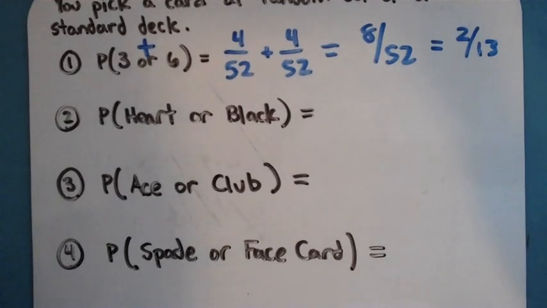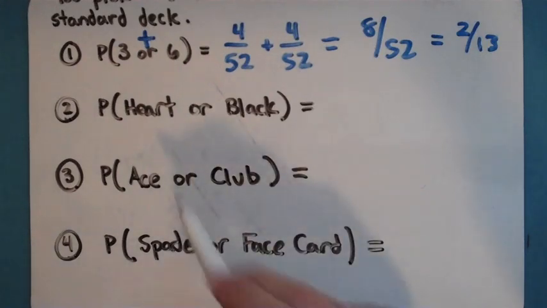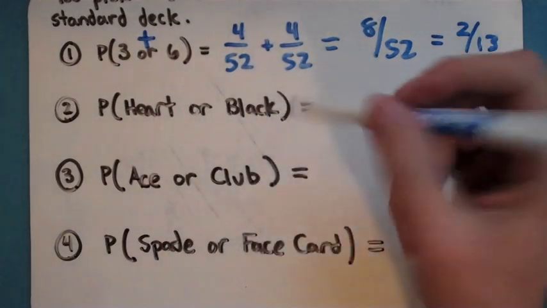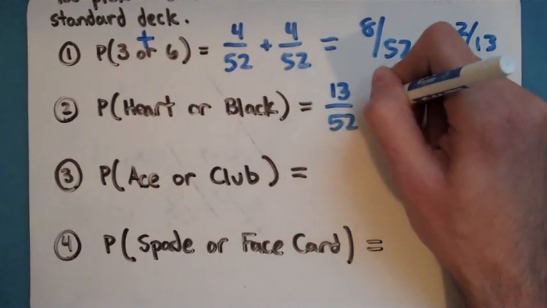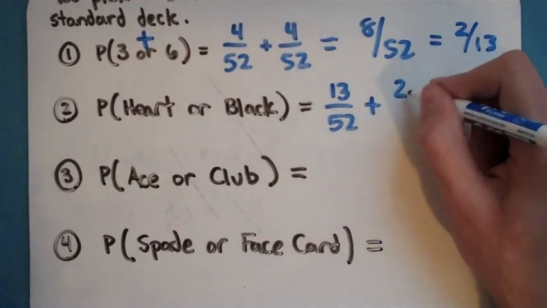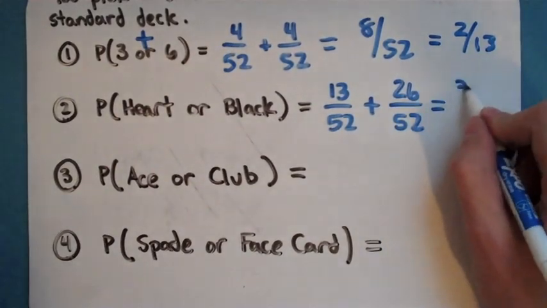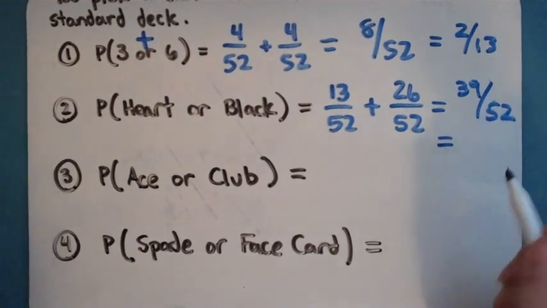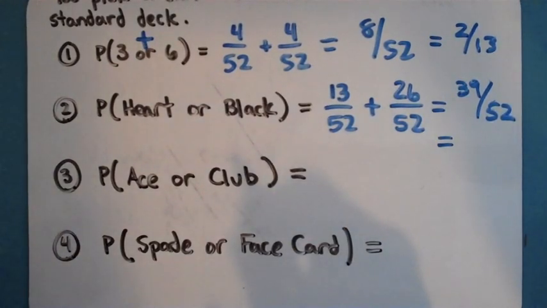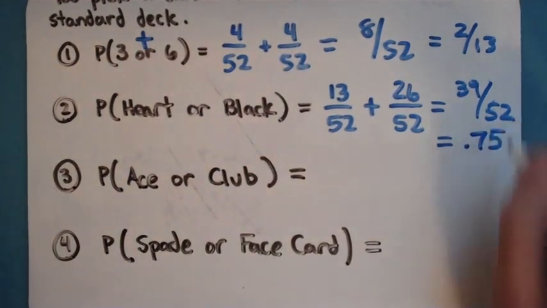Second problem here, heart or black card. If you think about it, all heart cards are red, so there's no overlap, no cards we count in both. All we do then is add them together. 13 out of 52 for hearts, 26 black cards out of 52, which is going to leave us with 39/52, which you can either reduce, that would be 3 out of 4, or you could just do a decimal, it'll be 0.75.